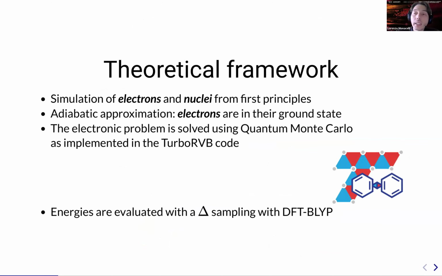We must simulate both electrons and nuclei from first principles, and we rely on the adiabatic approximation. So electrons are always in their ground state, no matter where the nuclei are. And the electronic problem is solved using Quantum Monte Carlo, as I was telling you, as implemented in the TurboRVB code. And actually, to be able to do an actual simulation, we do a mixture between quantum Monte Carlo and density functional theory, so that we evaluate energy in a delta sampling way. So what does it mean?